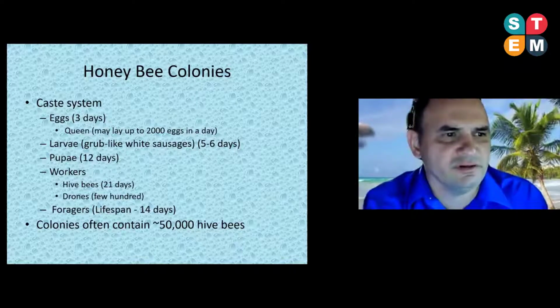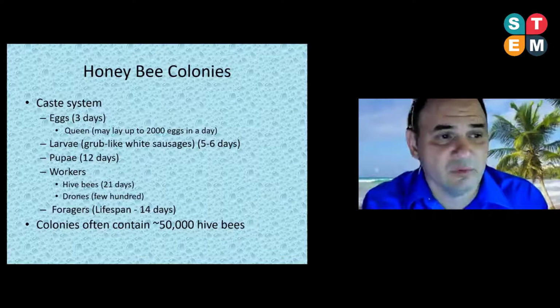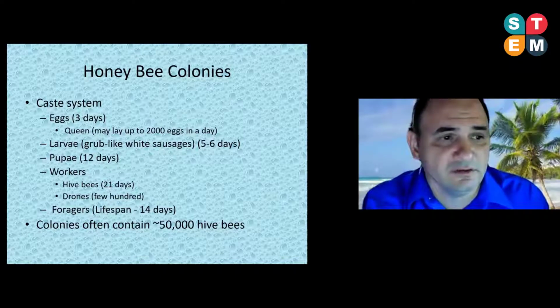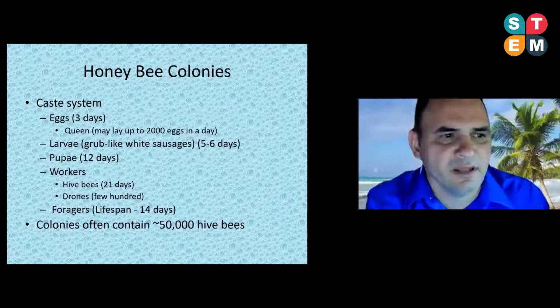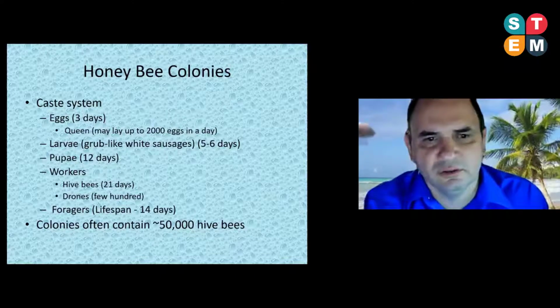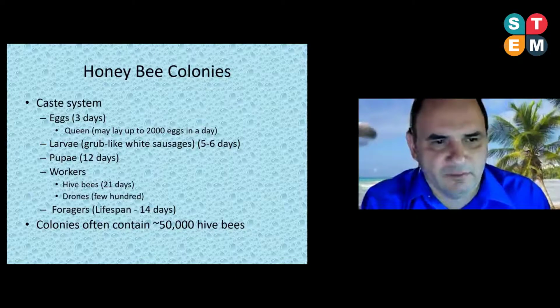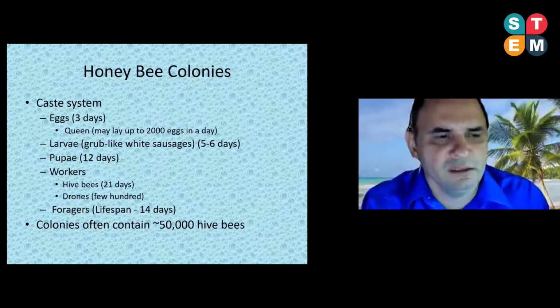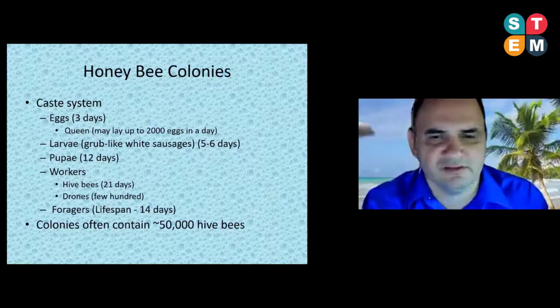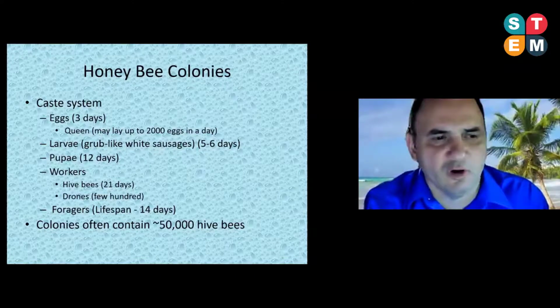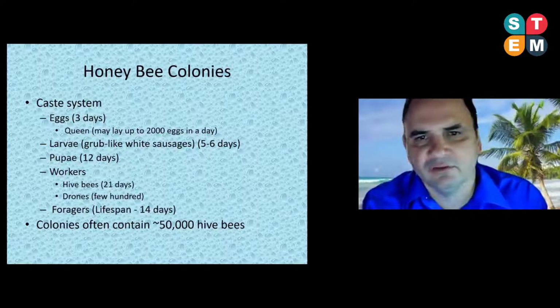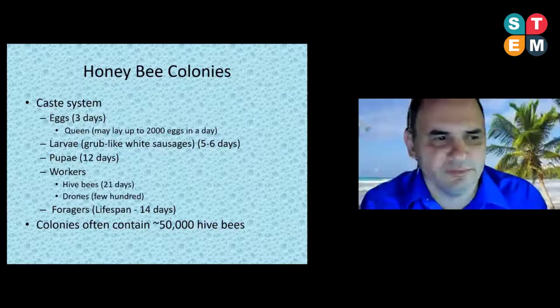So all bees start out as eggs and remain as eggs for 3 days. The queen bee may lay up to about 2,000 eggs in one day. Then they move on to become larvae, which look like grub-like white sausages, where they remain for 5 to 6 days. Then they graduate and become pupae, where they are sealed in these hexagonal honeycomb cells, and they develop as pupae, and after 12 days become worker bees, the familiar worker bees.